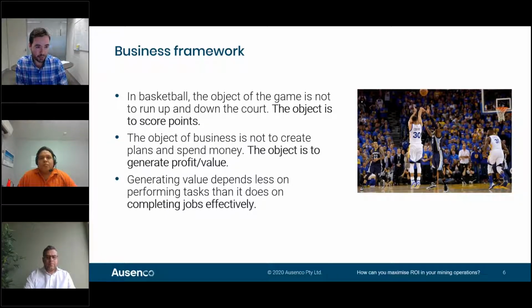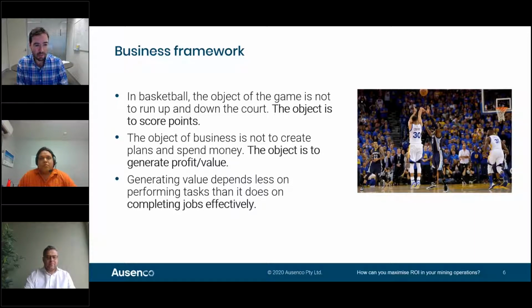In basketball, the objective is to score points, not run up and down the court. And Stephen Curry, I think, has proven that this year, because he scored 400 or something 3-pointers. So he's obviously decided that the better way to score points in basketball is to throw 3-pointers from a long way back rather than running up and down, and it's working pretty well for him.